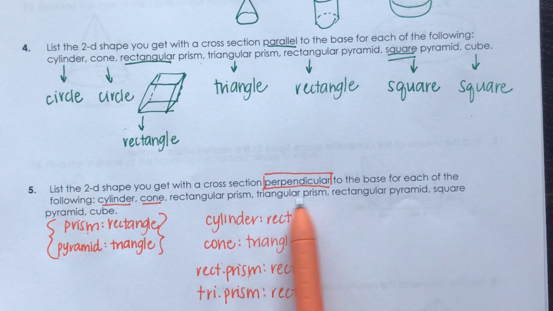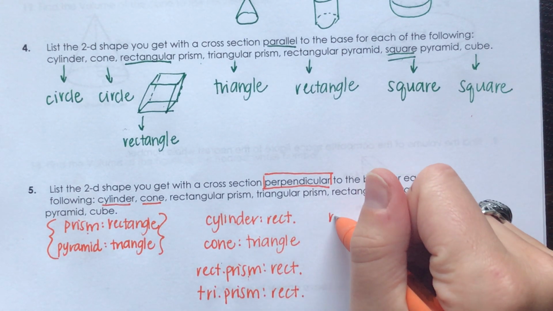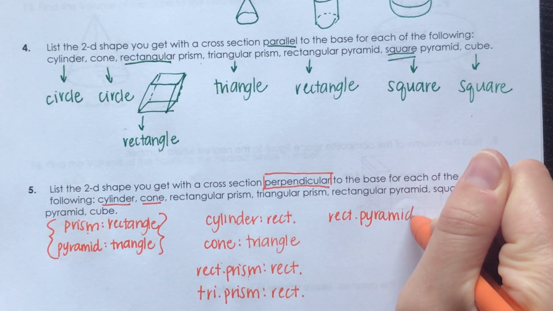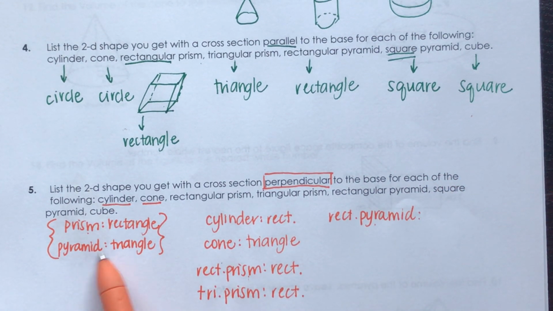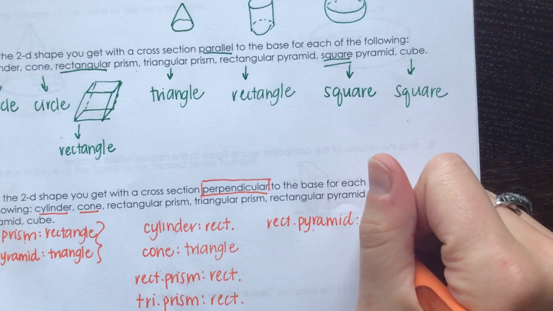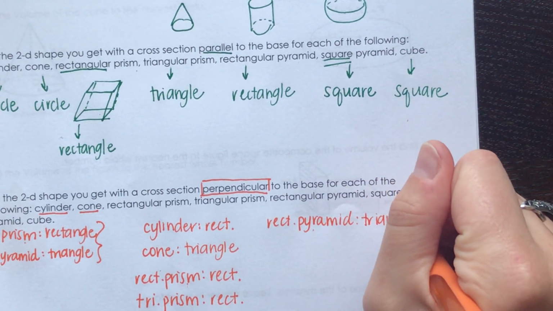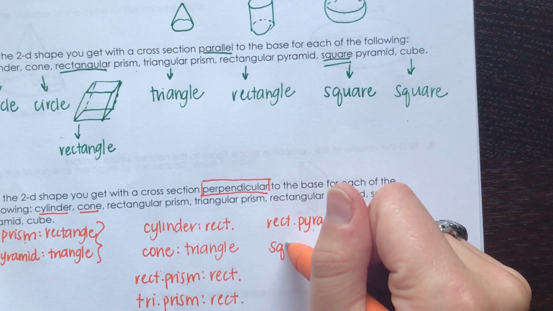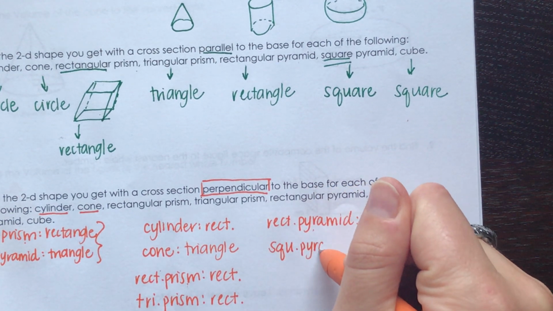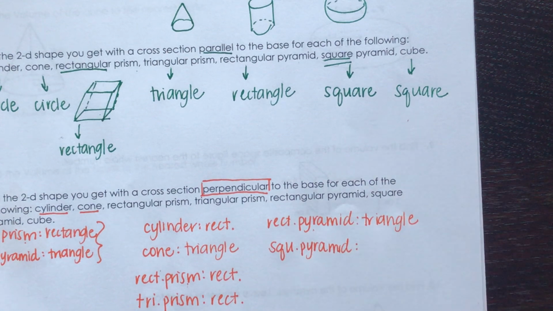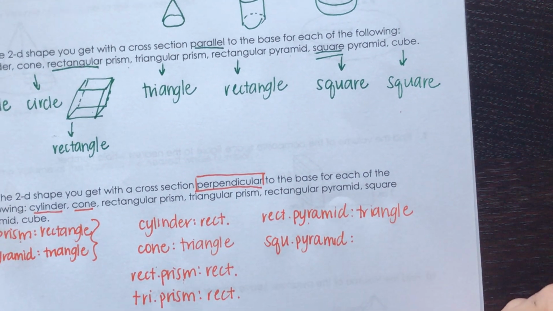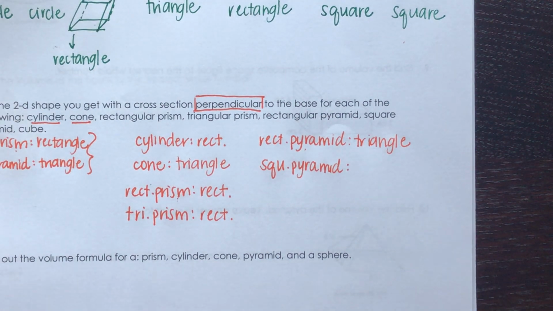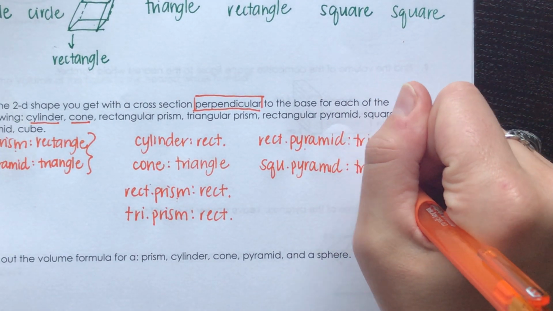Okay, so we're here. A rectangular pyramid. Now remember, if it's a pyramid, that means it's going to give me a triangle. And then a square pyramid, again, because it's a pyramid, if I go cut it perpendicular, I guess it really should be up a little, sorry guys. If I go perpendicular, it's going to be, again, a triangle.